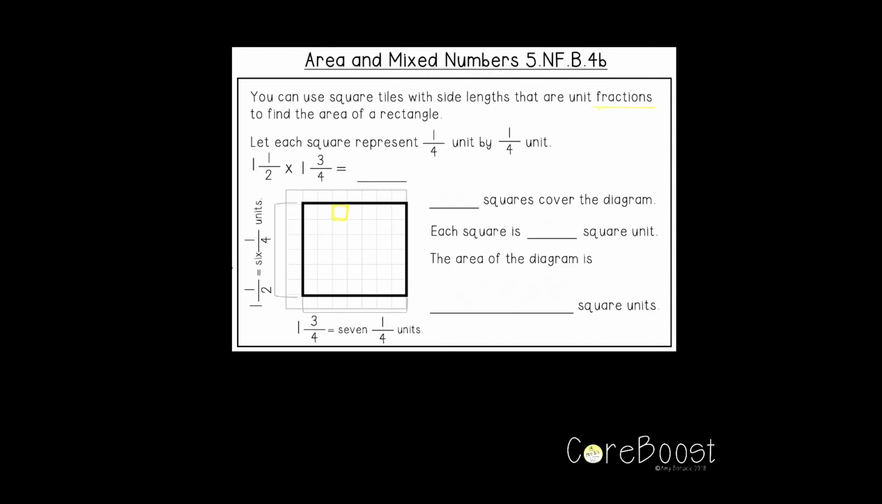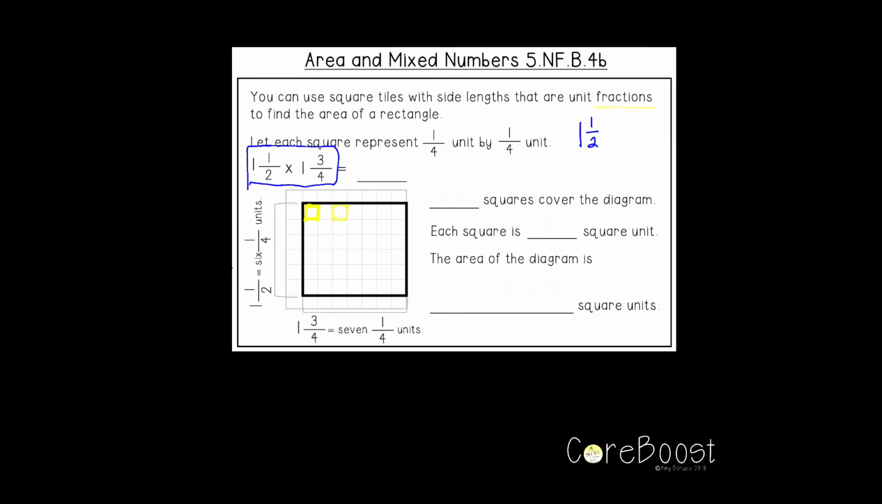So our problem here is 1.5 times 1 3/4. So that's what this is going to be a picture of. But our units, like I said, are going to be 1/4 by 1/4. So I need to find out how many 1/4 units I have in each of my factors. So to start with, let's look over here at 1.5, and we're going to change it into 1/4 units.